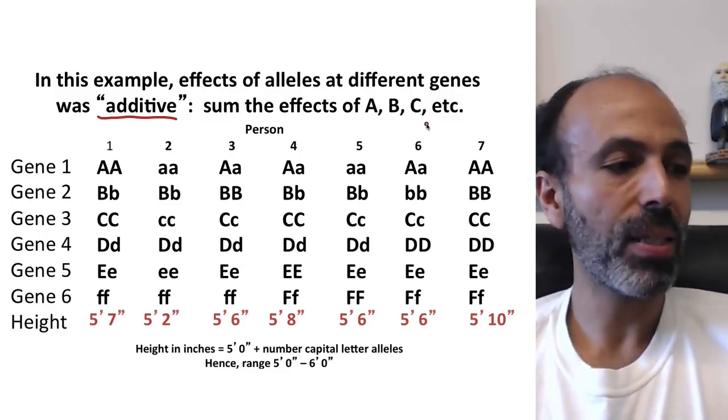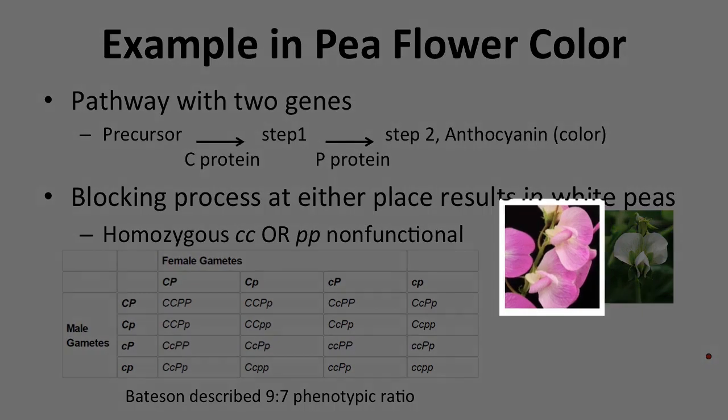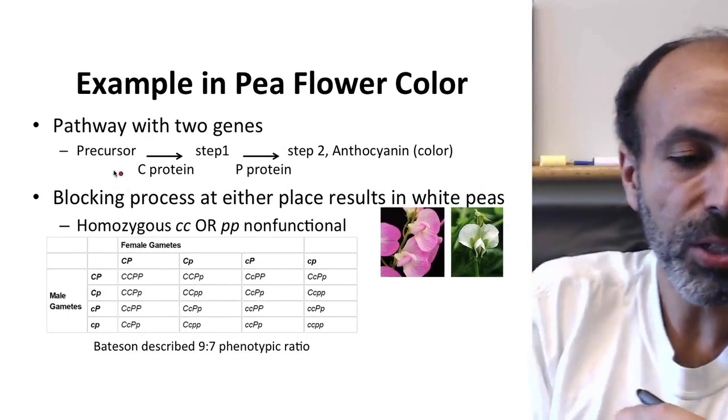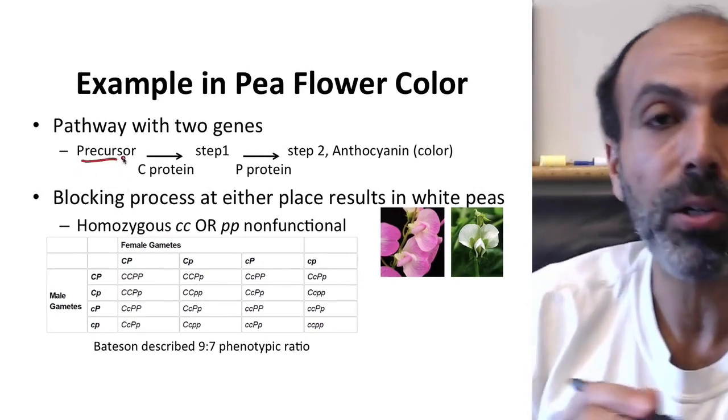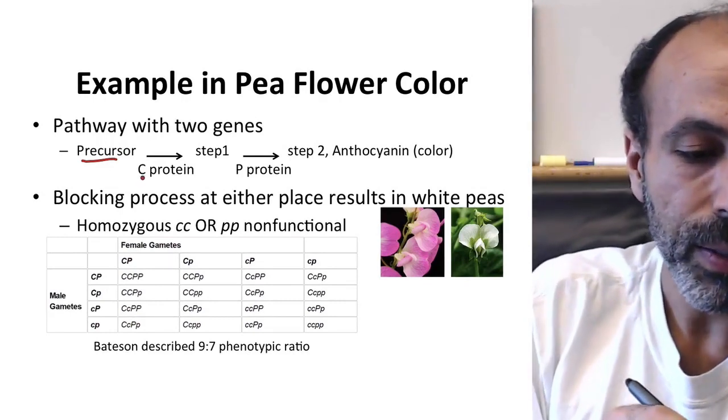Well, in fact, that's not always the way things work. Often, especially when you have things like pathways, you can have epistasis. So here is the example of pea flower color. Now, most pea plants will have a nice pink color to them. And there are several steps in the production of this pink color in them. And these steps are genetically determined. So let's imagine you have this precursor. This is the compound that ultimately will lead to the pigment in these pea plants. Now, there are 2 genes.